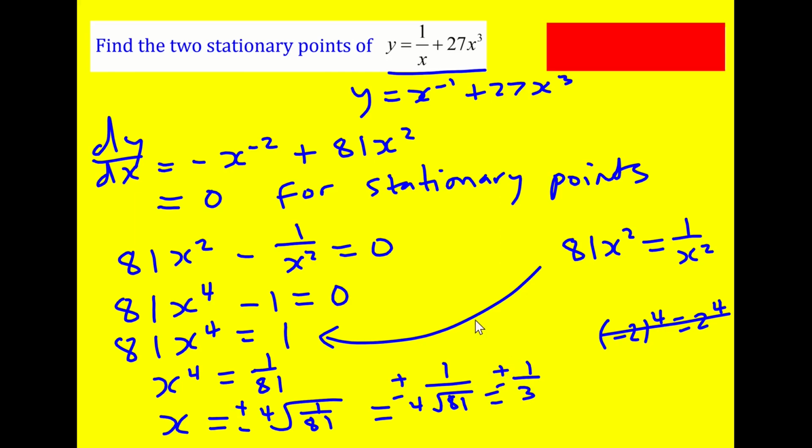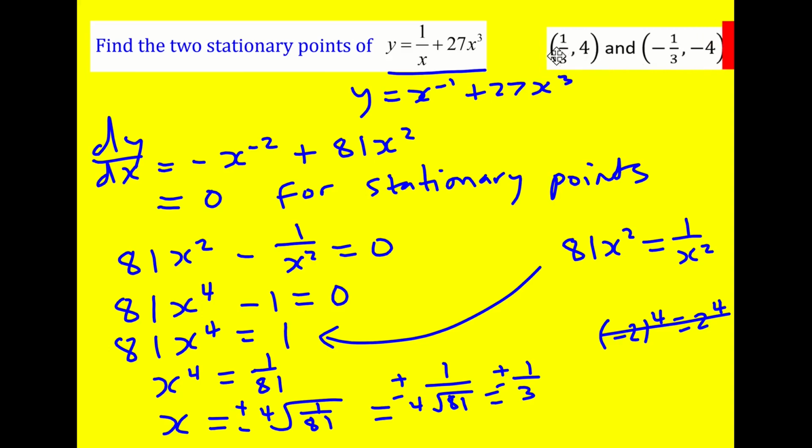Okay, so I've got 2 stationary points. Now I just need to work out my y values, but that's a case of just substituting it in. And in fact, it works out really nicely, and we get a third, 4, and minus a third, minus 4. So not too bad, but trickier, I think, than the other ones we've done so far.